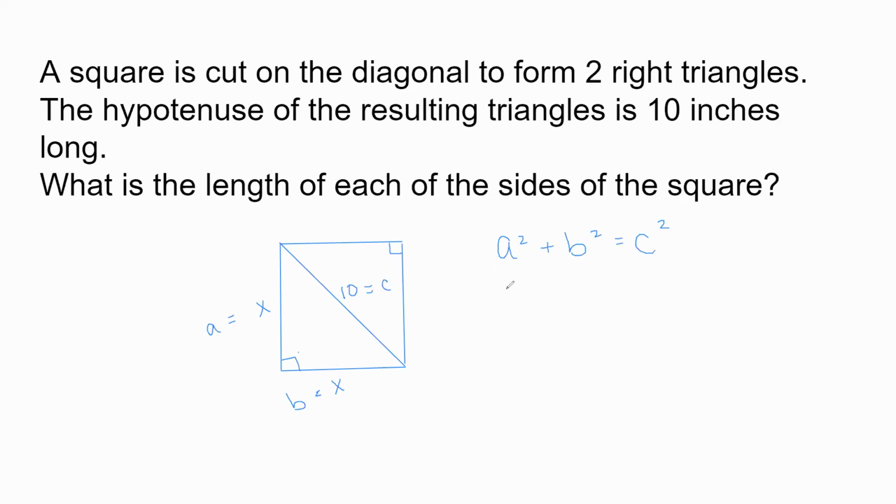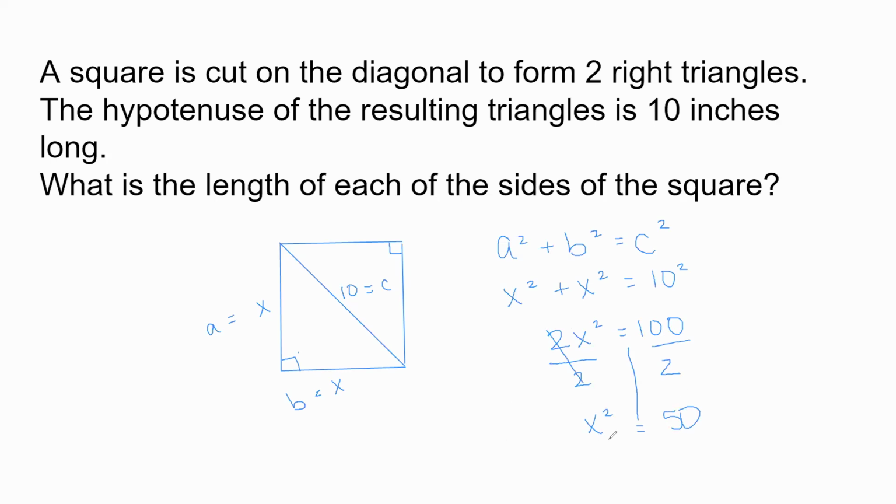So I plug in these numbers. I get x squared plus another x squared equals 10 squared. Now I can add these like terms together. So an x squared plus another x squared is 2x squared equals 100, because 10 squared is 100. Now I can solve for x using my inverse operations. Right now I'm multiplying x squared by 2, so I'm going to divide by 2 on both sides. I get x squared is equal to 50.